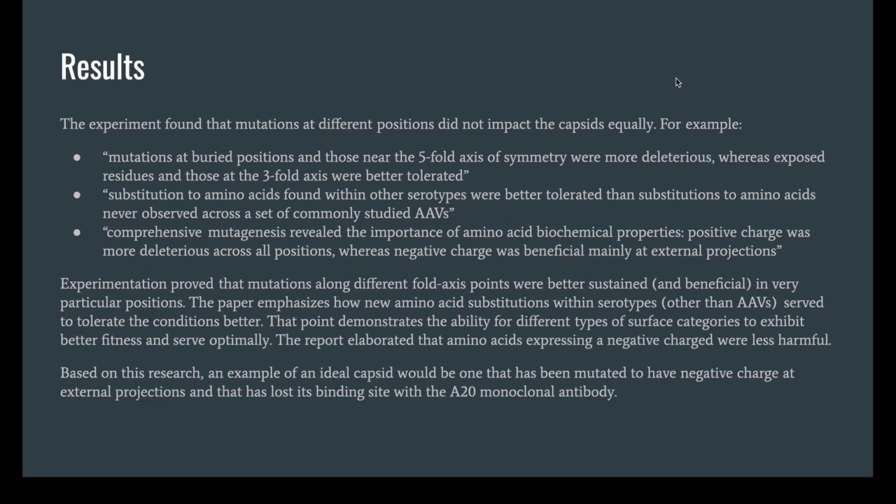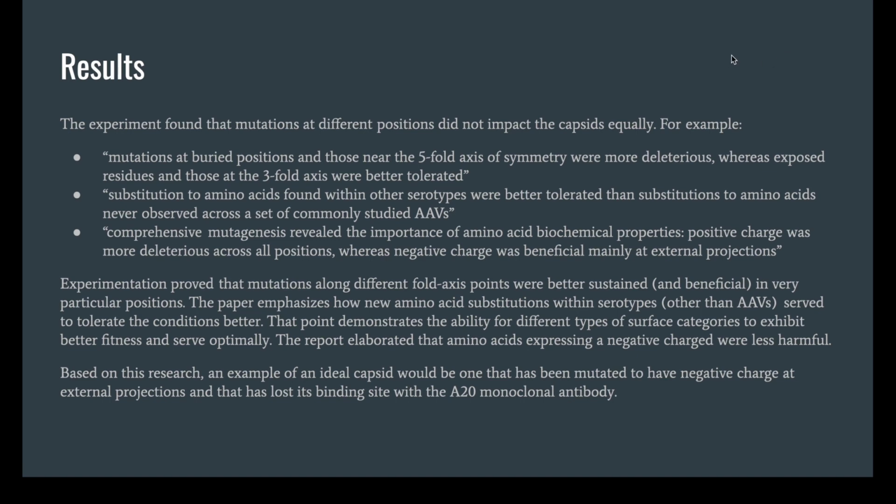So, results. The researchers found that there are in fact different properties that help or hurt a capsid's ability to participate in gene therapy. So, for example, if a mutation to an AAV gene led to an amino acid that is seen in other capsids, that mutation was not as harmful as a mutation to an amino acid that is not in any other AAV. So that's just an example of one thing the scientists discovered.